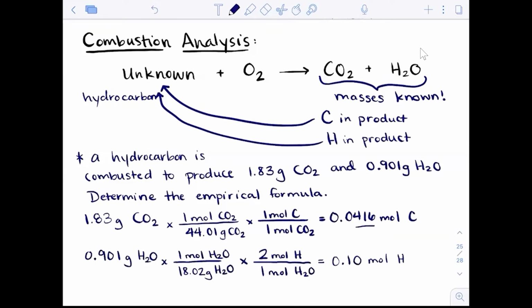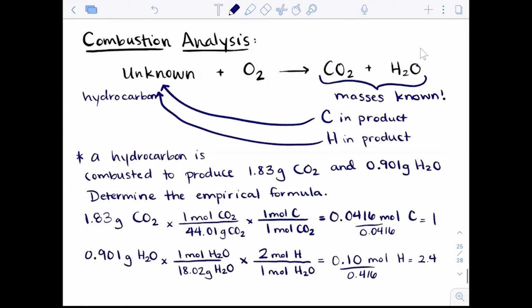Again, we take the smallest one, divide it. There's 1 carbon and 2.4 hydrogens. Now again, we can't convert that or round it, but what's really helpful is this chart right here.